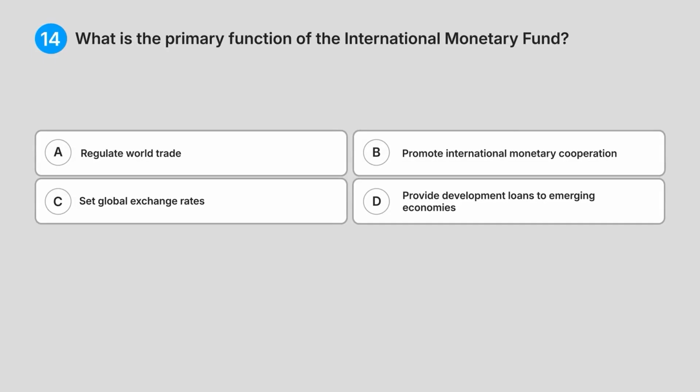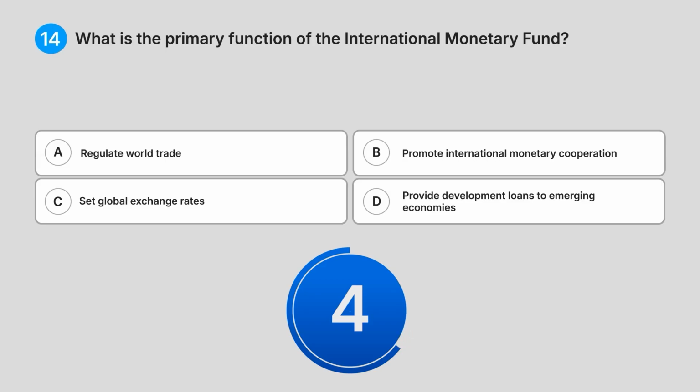14. What is the primary function of the International Monetary Fund? A. Regulate world trade. B. Promote international monetary cooperation. C. Set global exchange rates. D. Provide development loans to emerging economies. What do you think is the answer?